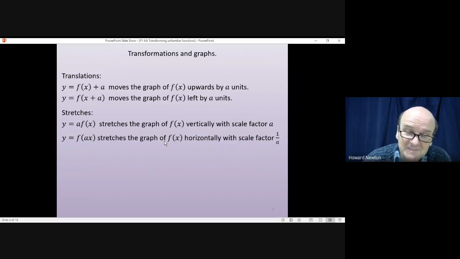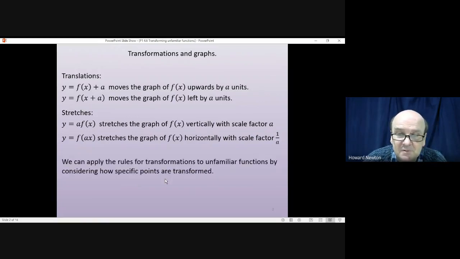Again, if we adjust the x values, things happen the opposite way around from what you would expect. If we multiply all of the x values in the function by some constant a, this actually stretches the graph with a scale factor horizontally of 1 over a. So if a was equal to 2 and you had f of 2x, we don't double all the x values on the function. When we draw the graph, we'd actually have to find a half of all of the x values.